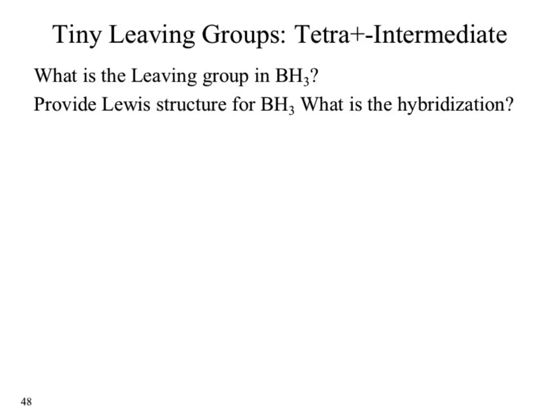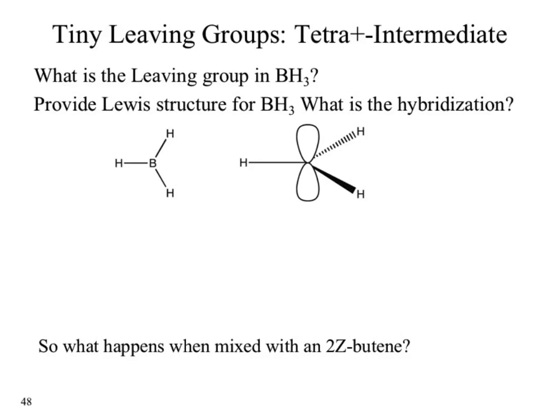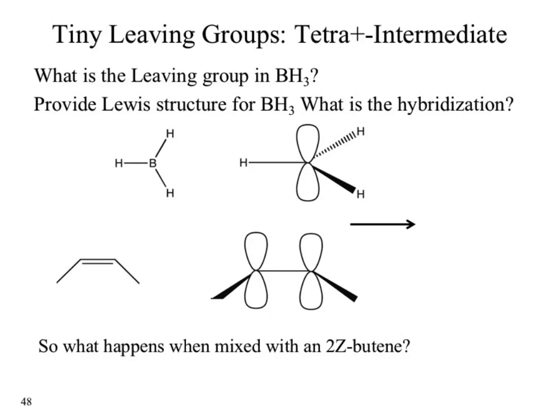Okay. So let's take a closer look at the intermediate, just because it shows up. Our Lewis structure for BH3. It's sp2, it has that empty p orbital. That empty p orbital is what can accept the electrons from our pi system. So if I went through and looked at a 2Z butene, we've got the 2Z butene shown. Z, because our large groups are on the same side.